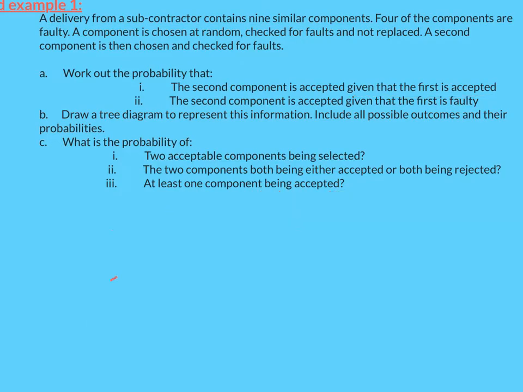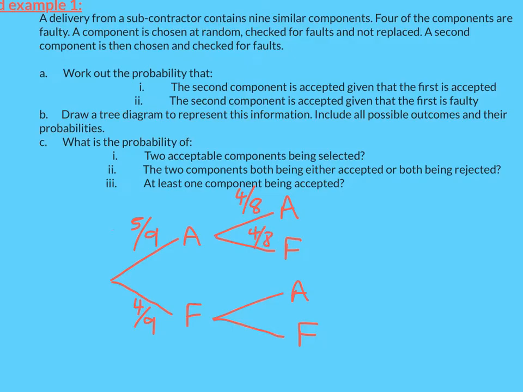So we're going to draw a tree diagram, and each component is either acceptable or faulty for the first one, and acceptable or faulty for the second one. Now the probability the first one is acceptable is 5 components out of 9, or faulty is 4 out of 9. Now remember, we're not replacing them, so we only have 4 and 8 here, 4 and 8. If the first one's faulty, there are 5 left acceptable, or 3 left, faulty.